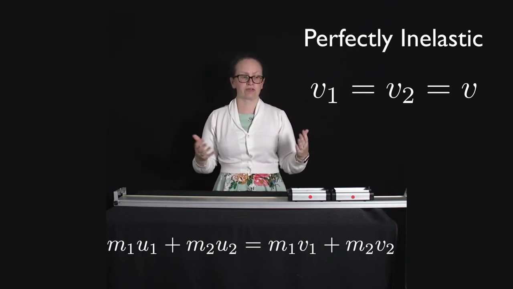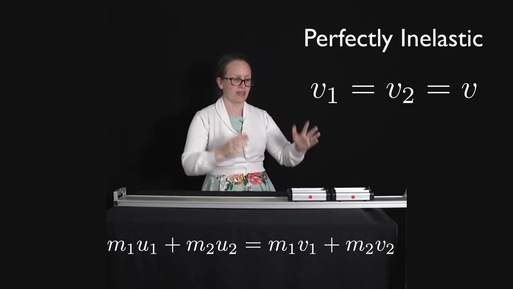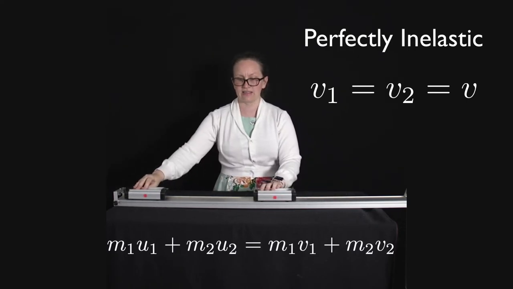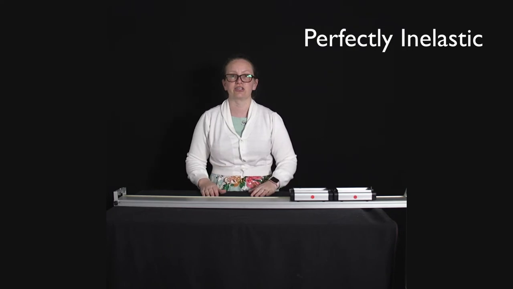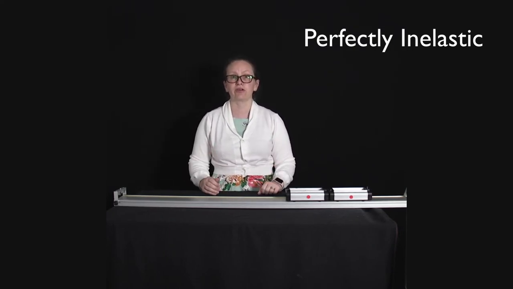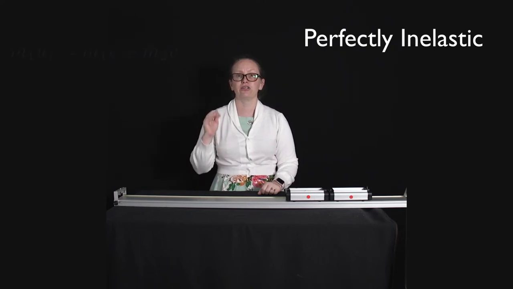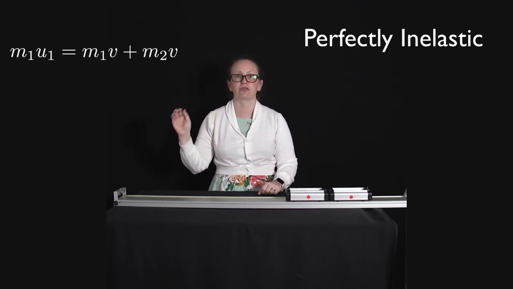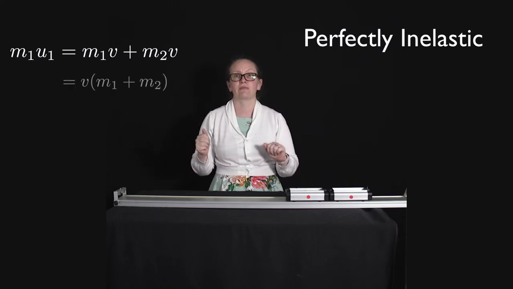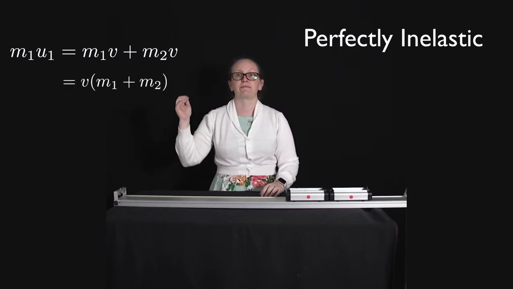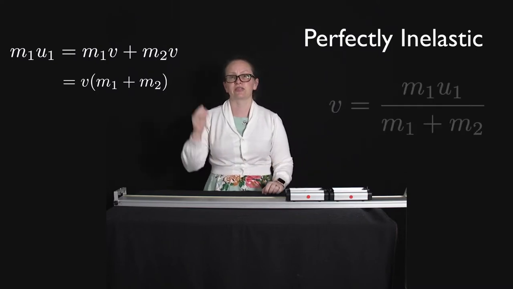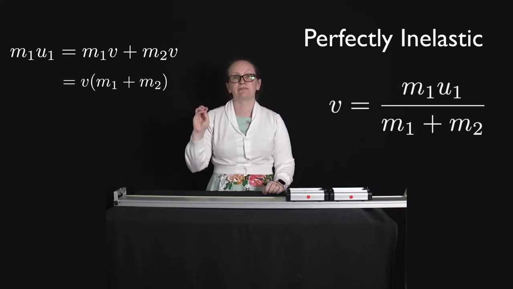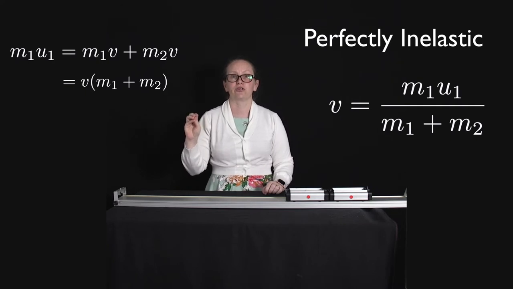We can derive an expression for v for the case where initially one of the bodies is moving and the other is stationary. So we'll let body 2 be the stationary body, so u2 is equal to 0. In this case, we have m1 u1 is equal to m1 v plus m2 v. We can pull v out as a common factor, so this is equal to (m1 plus m2) times v. So our final velocity v is equal to m1 u1 divided by (m1 plus m2).